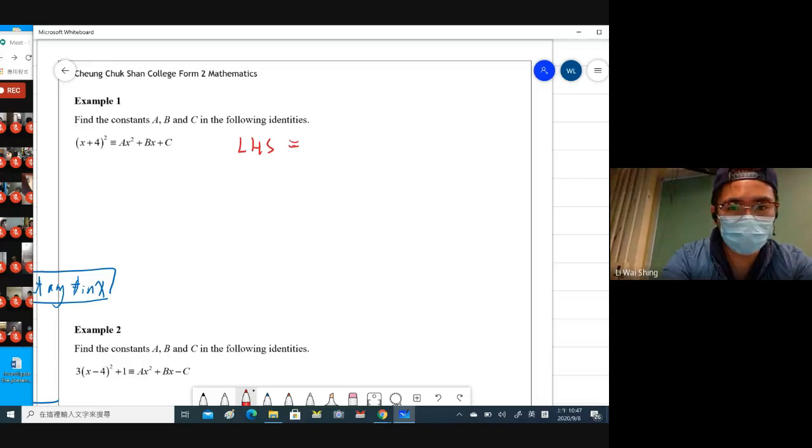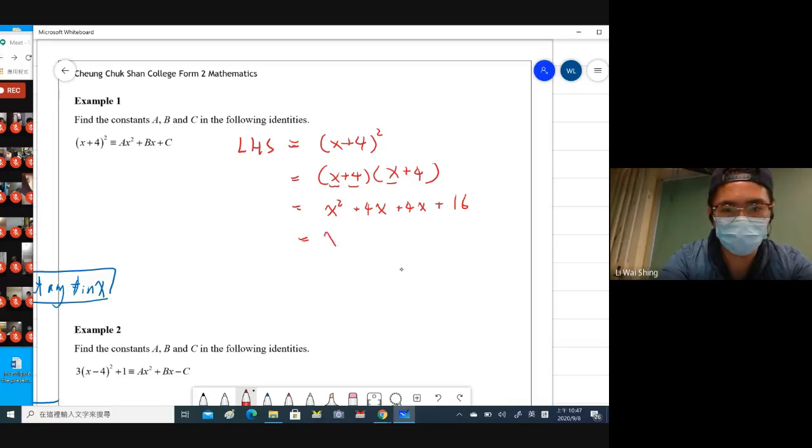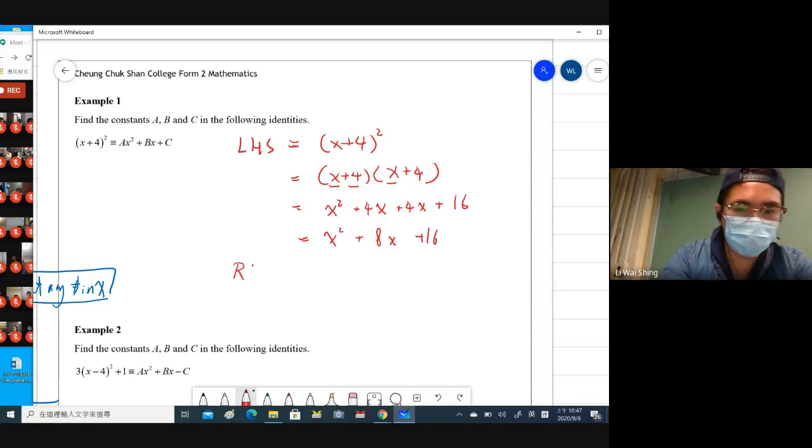So the left-hand side, since it's an identity, you know that it equals (x+4) squared. So expand it. If you learn identities in the next section, you can use them, or you can do it this way. x times x, x squared, 4 times x plus 4x, plus 4 squared equals 16. So you know that it is x squared plus 8x plus 16. And you know that the right-hand side equals ax squared plus bx plus c.